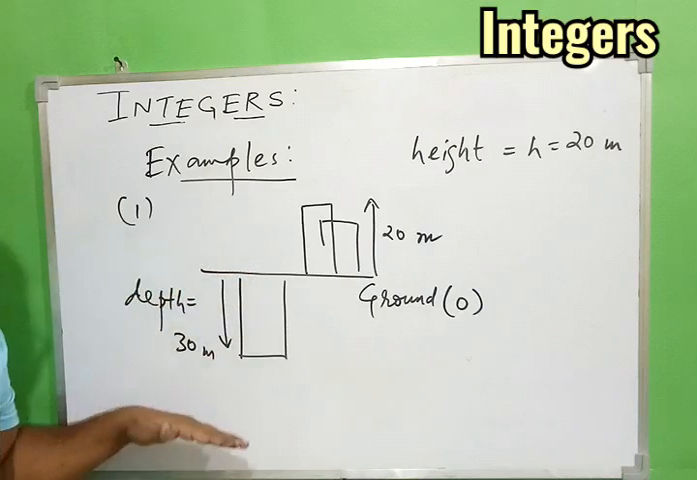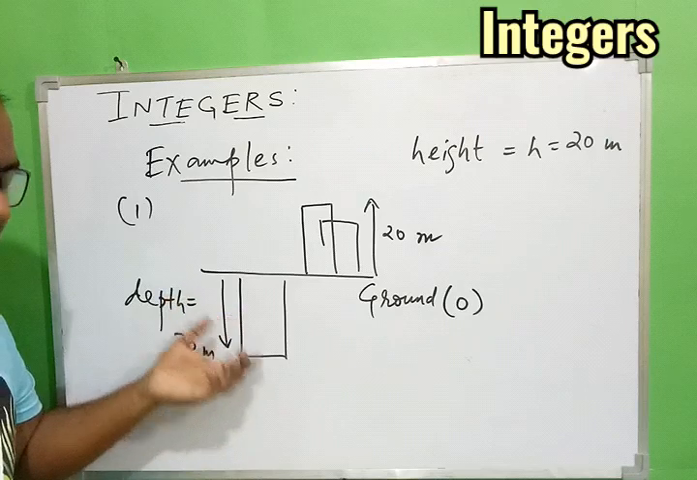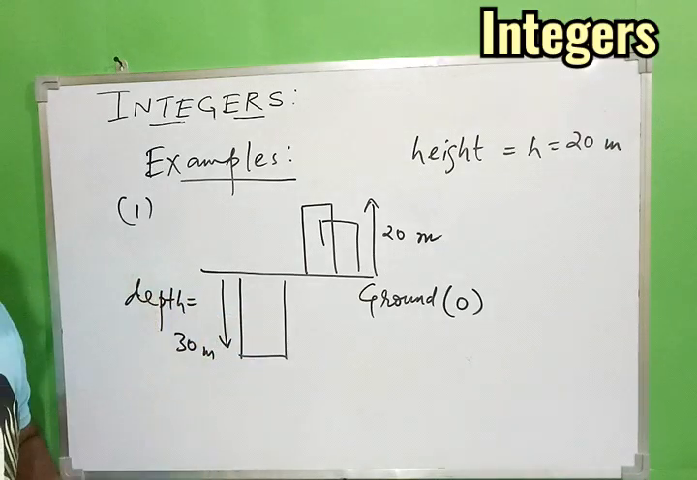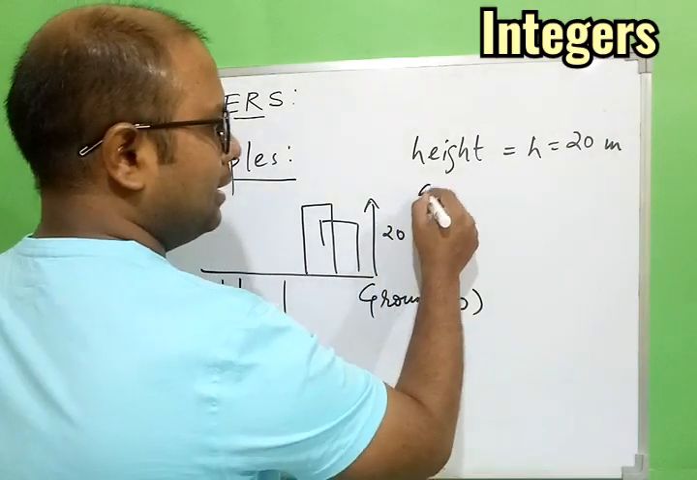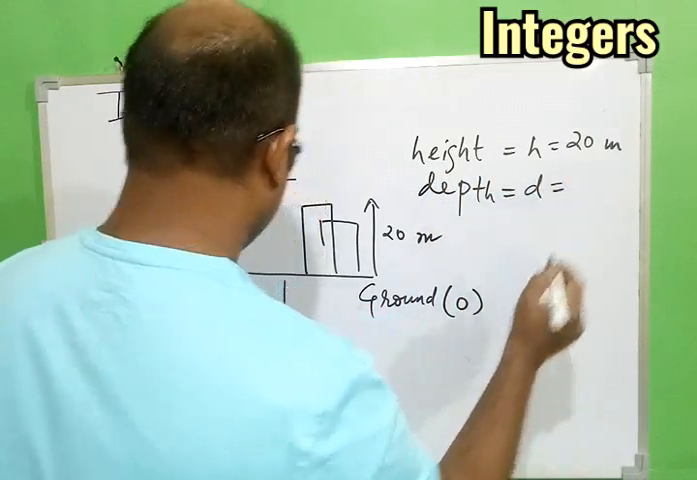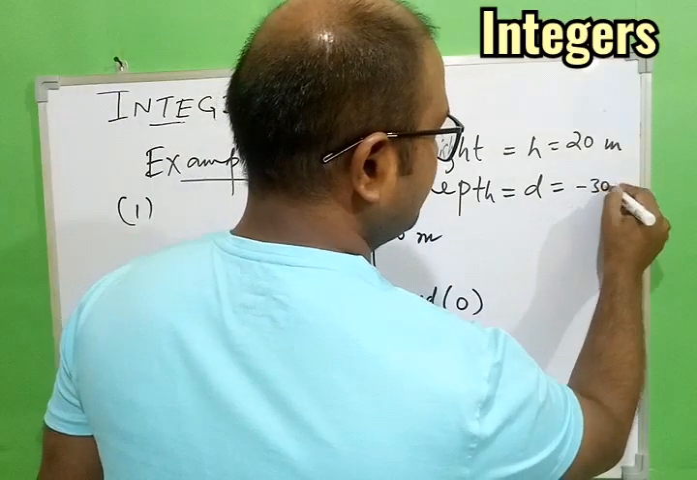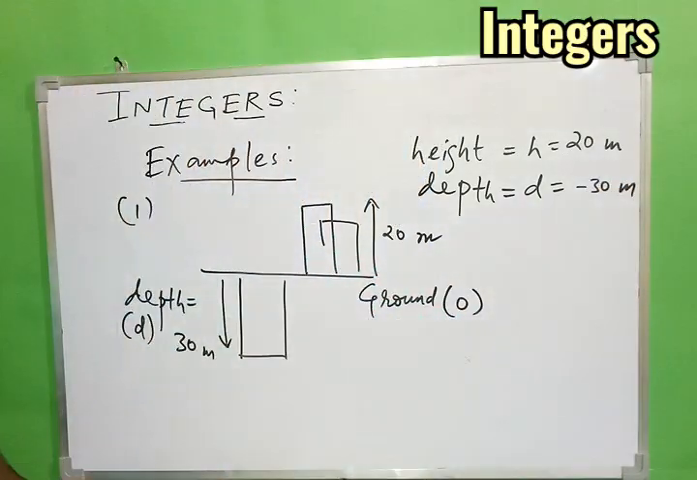If you are going below the ground, whatever depth has been created, that depth can be taken as negative. So here we can say the depth, let it be d. If I express this with d, that will be taken as minus 30 meter. So that is how we can use it.